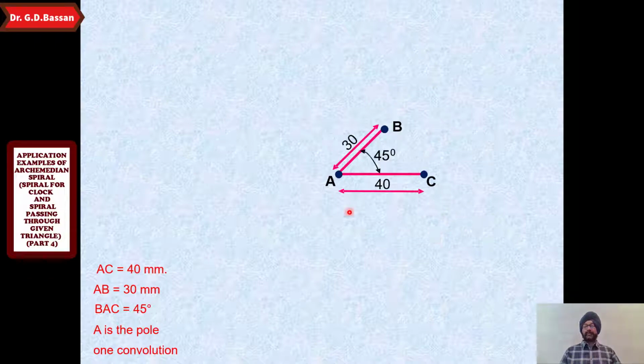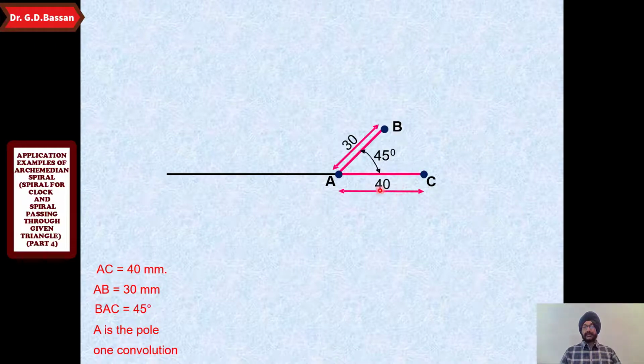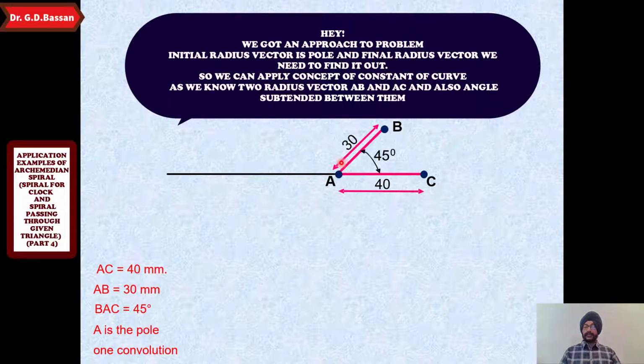Okay, now we have to draw an Archimedes spiral that will start from A and pass through both B and C. For the initial radius vector we know that it is the pole, but the final radius vector we don't know. So we have to find out the final radius vector first, and that is very important. And how to find out the final radius vector? For that we have to go for the constant of the curve.